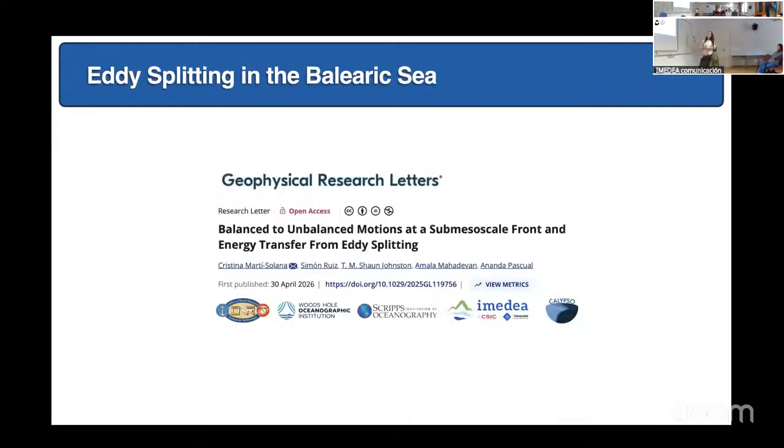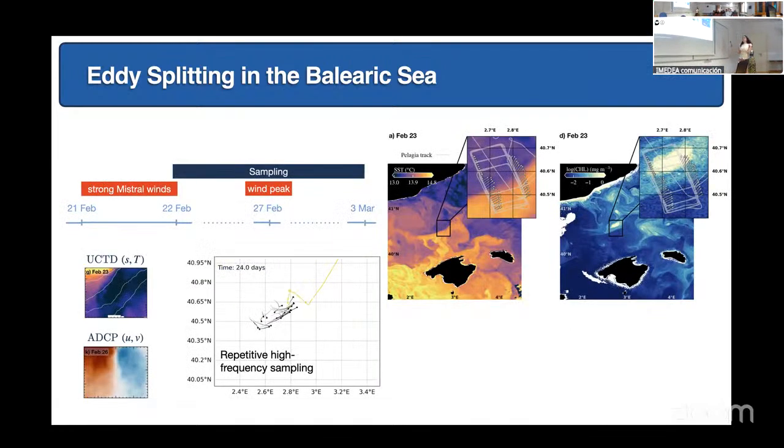So we tried to look at all these concepts in this article that was published two weeks ago, tracking an eddy splitting with in-situ data, and it was during the Calypso 2022 campaign. So here's more or less the outline. Maybe you don't see well, this yellow line is a ship that went to this box, a high resolution sampling that went over several times, and it captured an eddy splitting. So we used UCTD and ADCP data to track that.